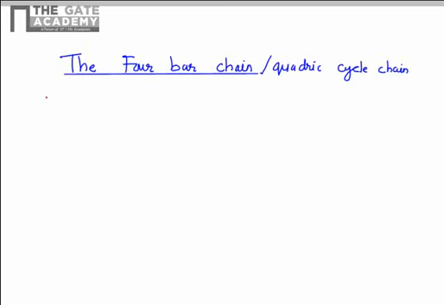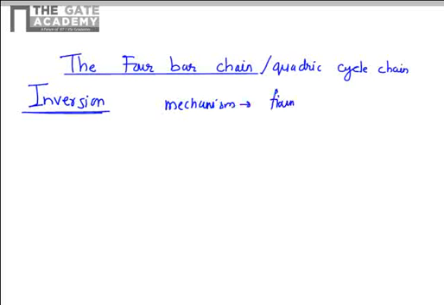So in the previous video, we saw the derivation of the Kirchhoff's condition and its application to the 4-bar chain. Now we will understand a very important concept in 4-bar chain, or for mechanisms in general, that is called inversion.